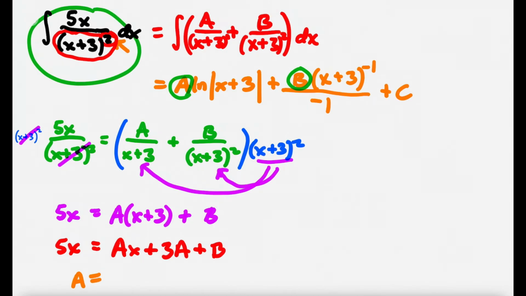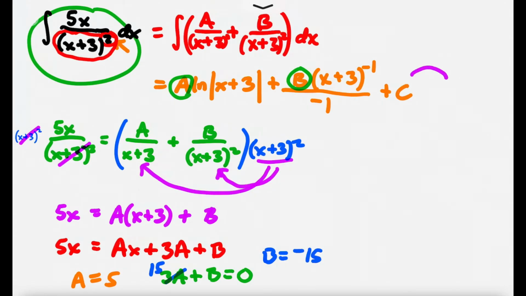Okay, looking at this, you should see that a is going to be equal to 5, and 3a plus b is going to be equal to 0. Well, we know that a is equal to 5, so that would make this 15. So that means b is equal to negative 15.